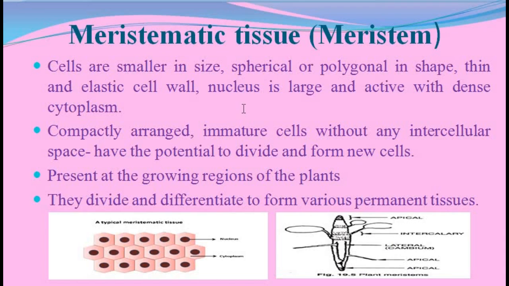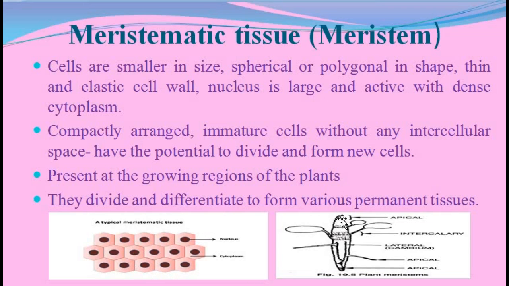Meristematic tissues are otherwise known as meristems. They are a group of cells which are densely packed. They have ability to divide, capable of stretching, enlarging, and differentiating to form other types of tissues. The cells are smaller in size, spherical or polygonal in shape, thin-walled, elastic. They are provided with a big nucleus, which is very active, and a dense cytoplasm. They are compactly arranged without any intercellular space. They are immature cells. They have the potential to divide and form new cells.